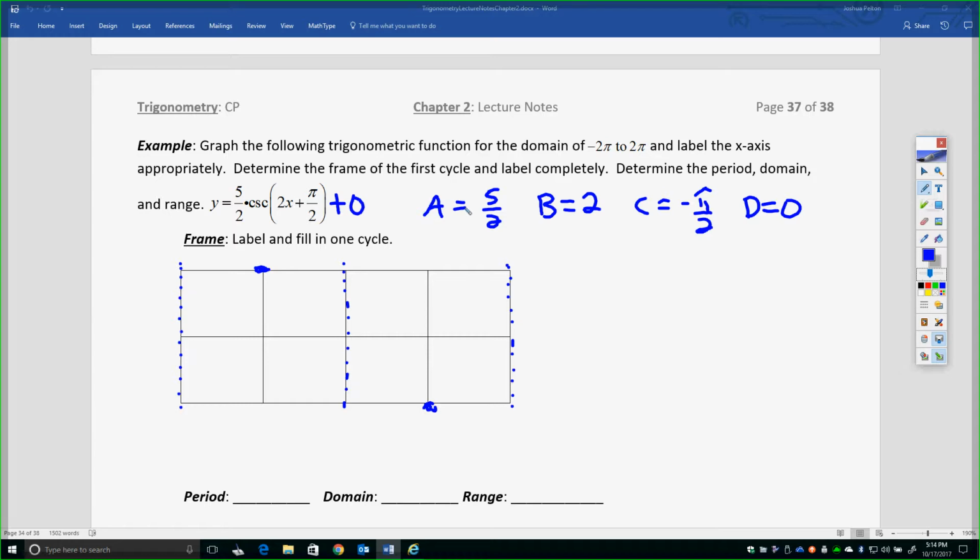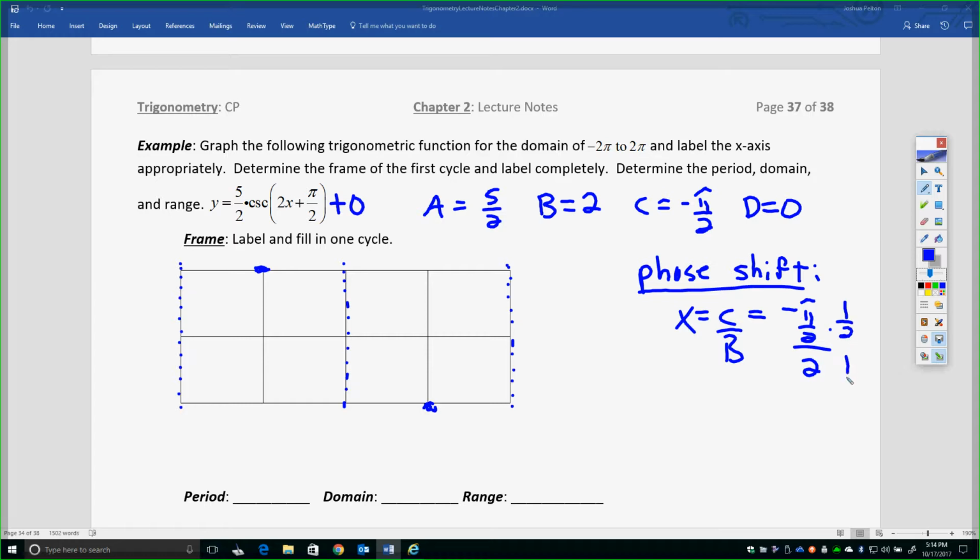Okay, so phase shift. That is x equals c over b. C is negative pi over 2, and b is 2. So I'll multiply it by 1/2 and 1/2. That gives me negative pi over 4. That is going to be our starting value. So negative pi over 4.